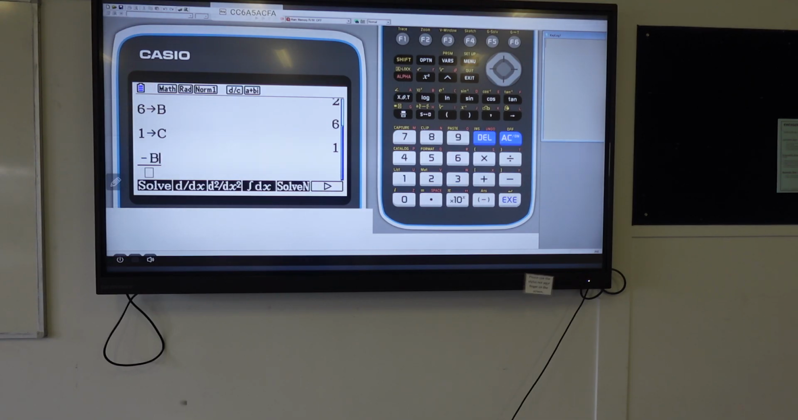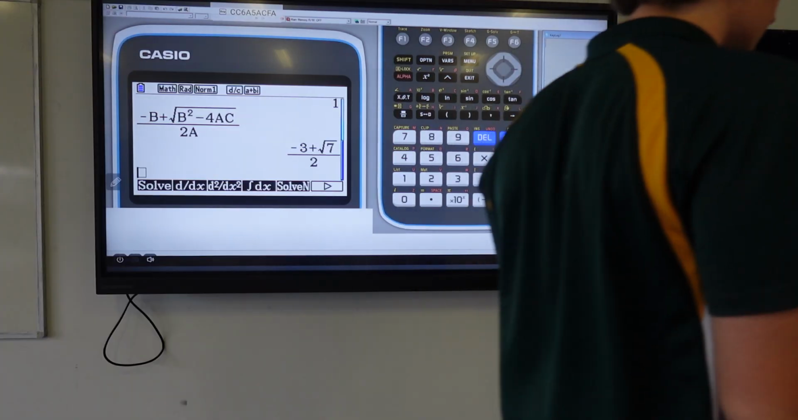Please remember to do the negative, unlike what I did last lesson, and spend 2/3 of the lesson figuring out why my roots were the opposite. B squared minus 4ac all over 2a. I feel like that was much more efficient.